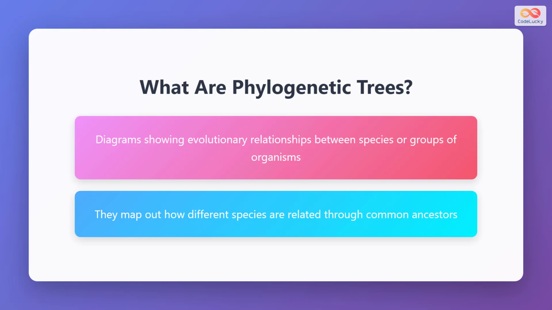Phylogenetic trees are diagrams that show evolutionary relationships between species or groups of organisms. Think of them as family trees for all life on Earth. They map out how different species are related through common ancestors, showing us which organisms share recent evolutionary history and which diverged long ago.